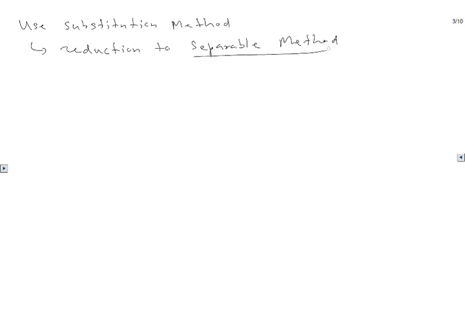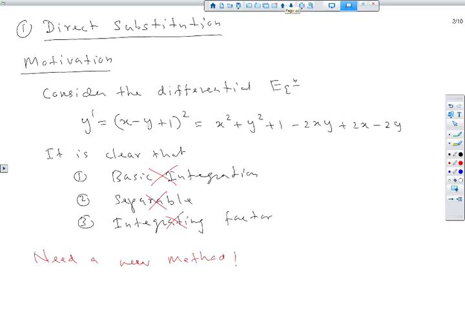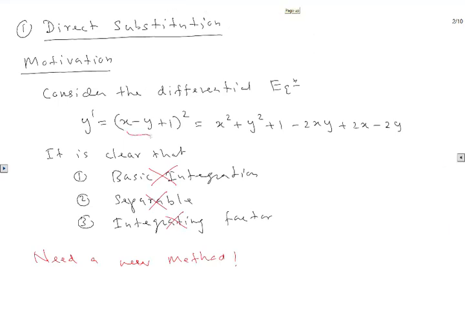So for this particular problem, we're going to say let v equal the inside function. In our case it is x minus y plus 1. That is the magic substitution that we're going to use. If you go back, you can see that this is the inside function, so we're going to substitute for that. I'm going to call that function v. That's always the case: we substitute for the inside function.